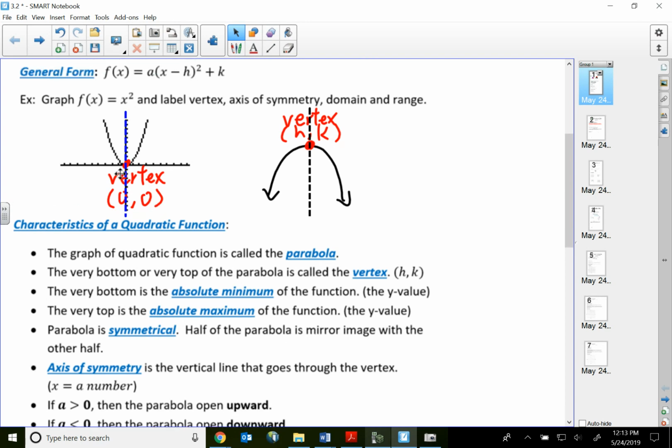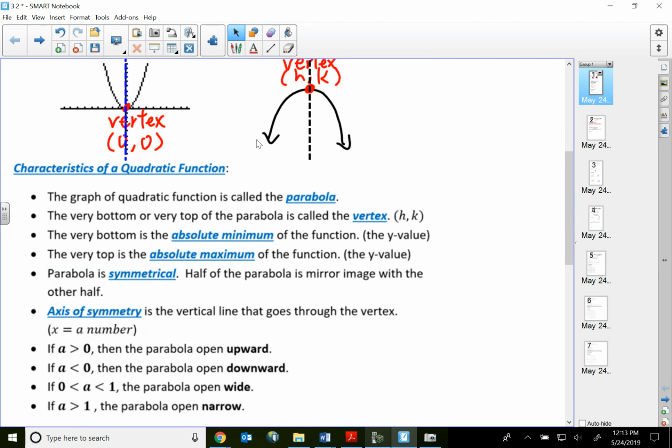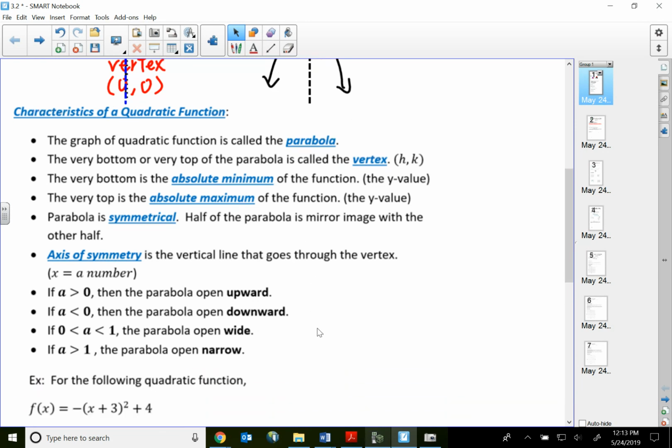So the very bottom or very top is called the vertex. The very bottom can also be called the absolute minimum, and the very top the absolute maximum. We denote the vertex using the letters h and k. And the quadratic function produces what we call the parabola.